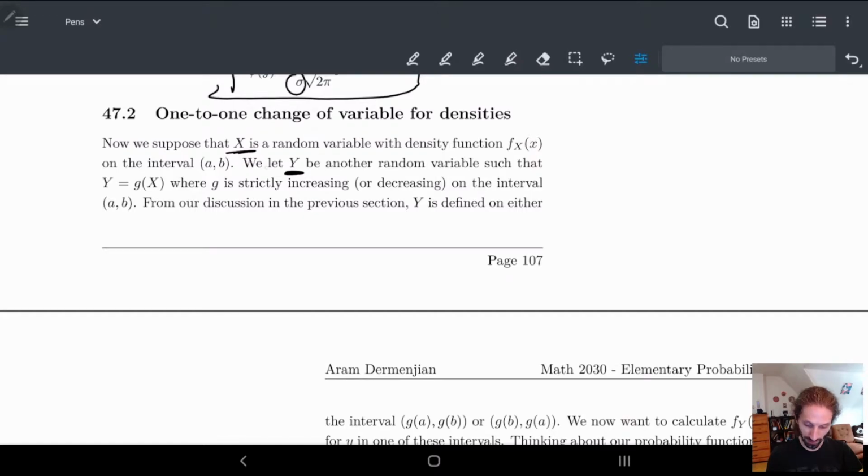So we have x with some probability density function f of x on the interval ab, and we want to convert it to some y, where y is some function g of x. And for this one-to-one, we're going to assume, and here's the strong assumption, that g is strictly increasing or decreasing on the interval ab. This is a strong assumption. Everything in this part we can't do unless we have this condition. So please note this.